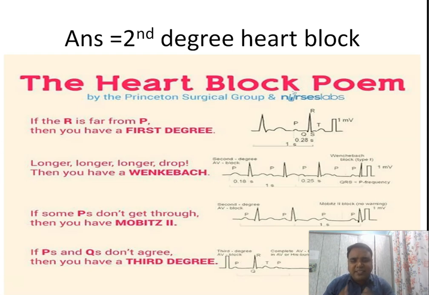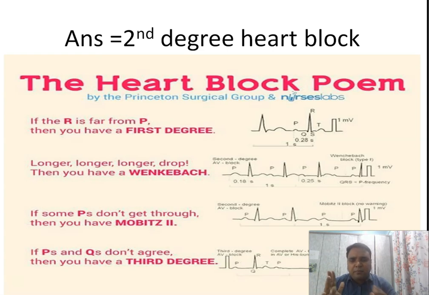Then how to know first degree, second degree, or third degree? In first degree, only PR prolongation will be there. In second degree, there are again two types, Mobitz type 1 and type 2. In Mobitz type 1, gradually the PR interval will increase, and then sometimes the QRS will be absent. Gradually PR interval will increase and QRS will be absent. That is Mobitz type 1 of second degree heart block.